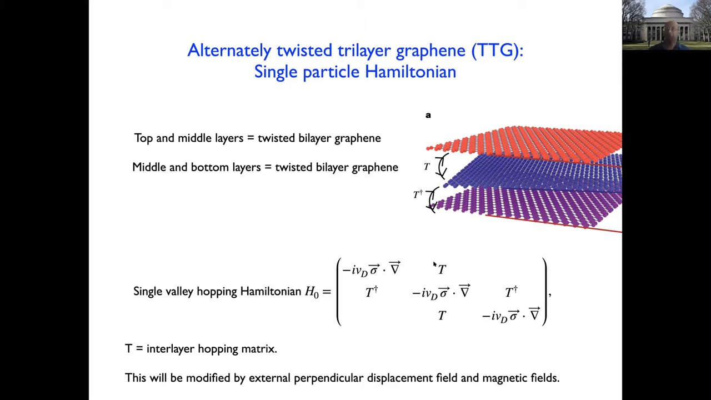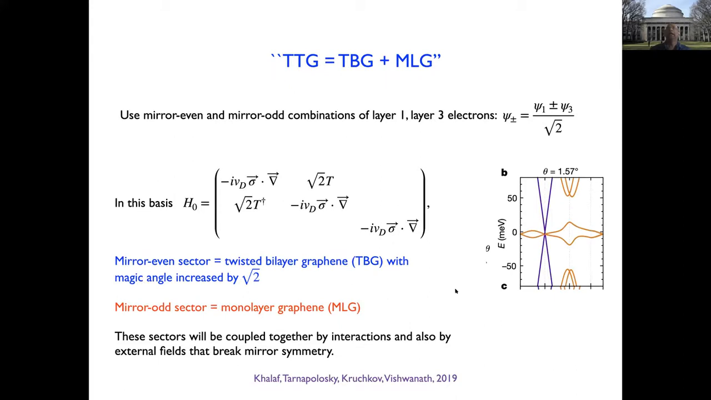Now this structure will be modified by an external perpendicular displacement field and an in-plane magnetic field, which are both knobs that experimentalists use to tune the properties of this system. So at the single particle level, we can go to a basis of mirror even and mirror odd combinations of the top and bottom layer electrons, forming these linear combinations.